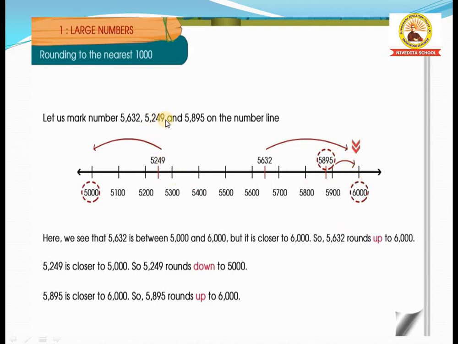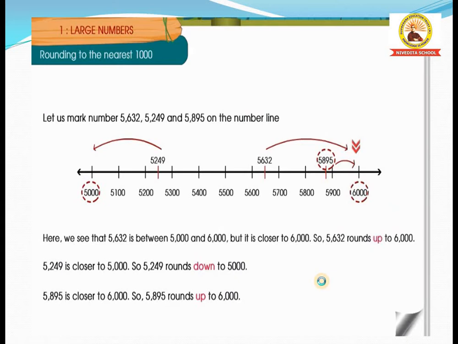Similarly, 5249. It is closest to 5000. So we will write 5249 is closest to 5000, so it rounds down to 5000. Similarly, 5895 rounds up to 6000 because it is nearest to 6000.